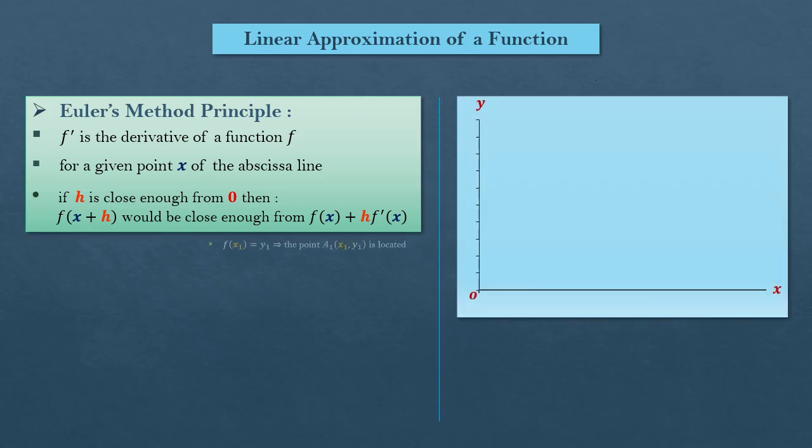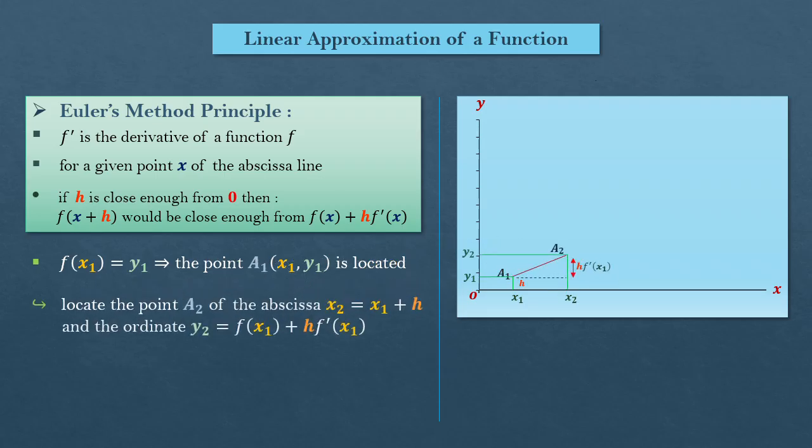So if we consider as a starting point that we know the value of a function f, f(x1), at the abscissa x1, then the point a1 that has x1 and y1, which equals f of x1, as coordinates is located. Now in order to locate the point a2 that has the abscissa x2, which equals x1 plus h, and the ordinate y2, we set the ordinate y2 as equal to f(x1) plus h times f prime of x1.